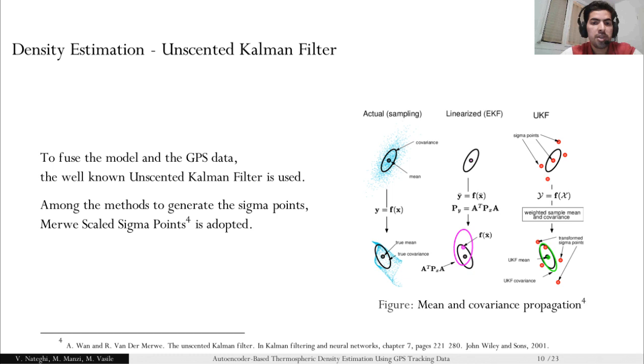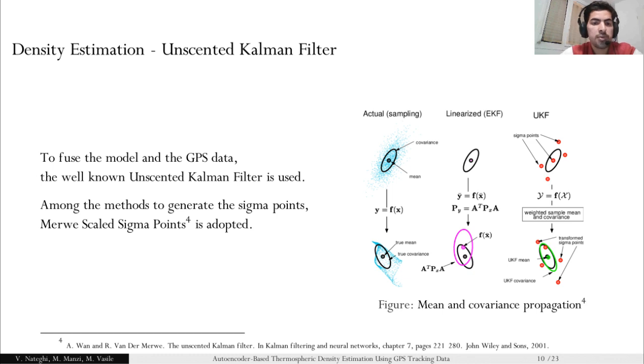To use the model with the GPS data, we choose the Unscented Kalman Filter as we are dealing with a nonlinear problem and we don't want to approach any linearization-based algorithms such as the Extended Kalman Filter. So as you can see in the figure, you can keep the nonlinearity of the model and propagate the mean as well as the covariance of the states.